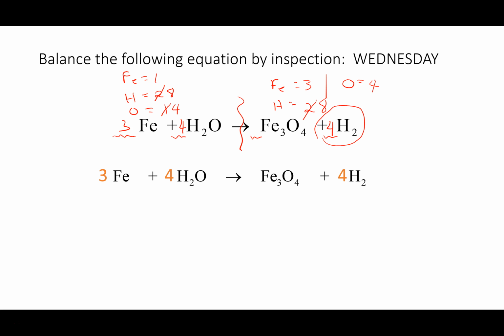Any questions about any of those? So on your test from Thursday, they won't be like D. I'll probably give you something more like A, B, or C to balance.